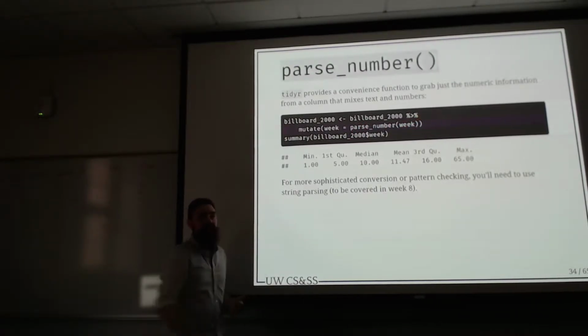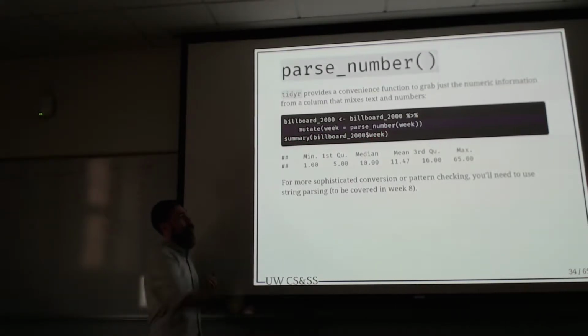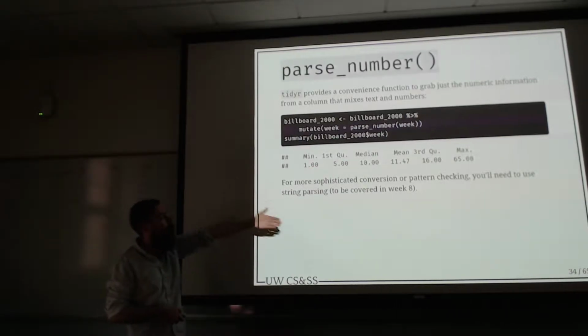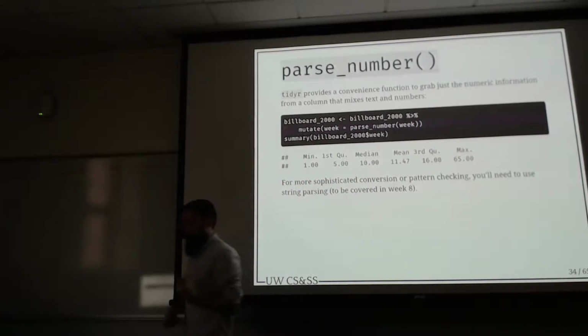All I'm doing is saying parse number week. That's going to delete all of the text in that particular variable, pull out any numbers and assign them there, and automatically convert it to a numeric variable. So now if I get summary on Billboard week, we can see week is now a numeric variable. You can tell because it's decimals. It starts at week 1, it ends at week 65.